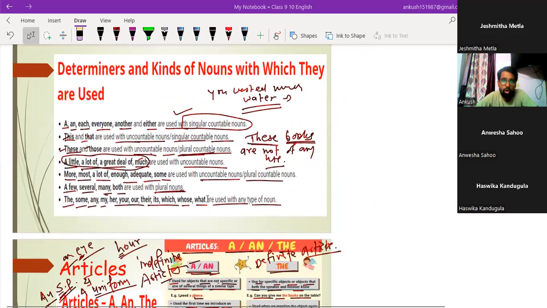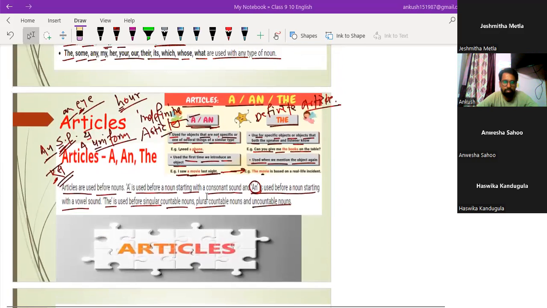See, you see all the words. Why did I write them there? And in which reference is it written over there? So that you would come to know very easily why I used that sentence, or why I used that particular word. About articles.